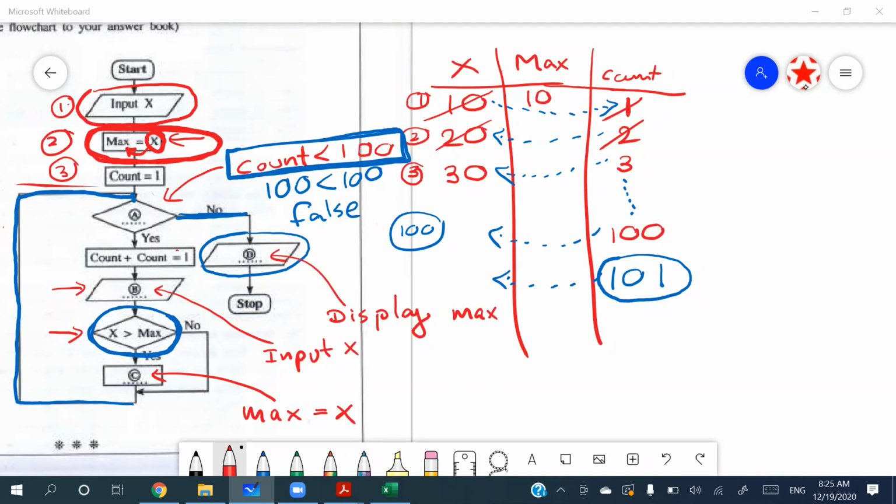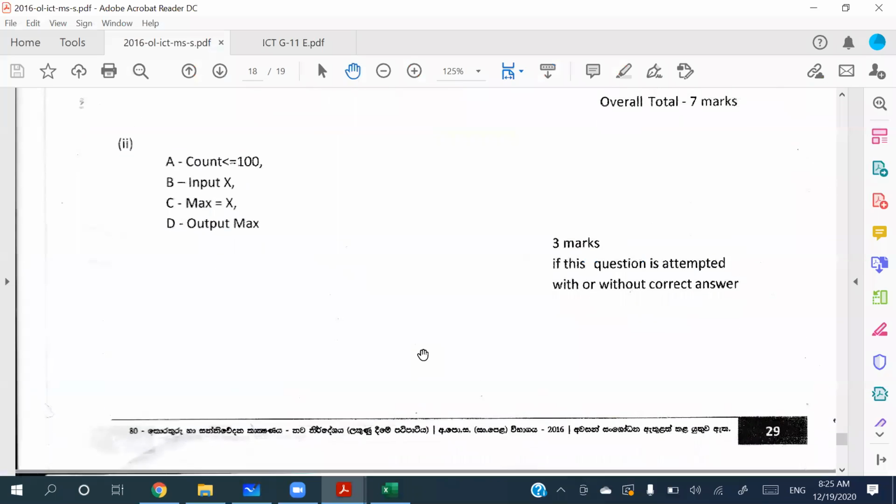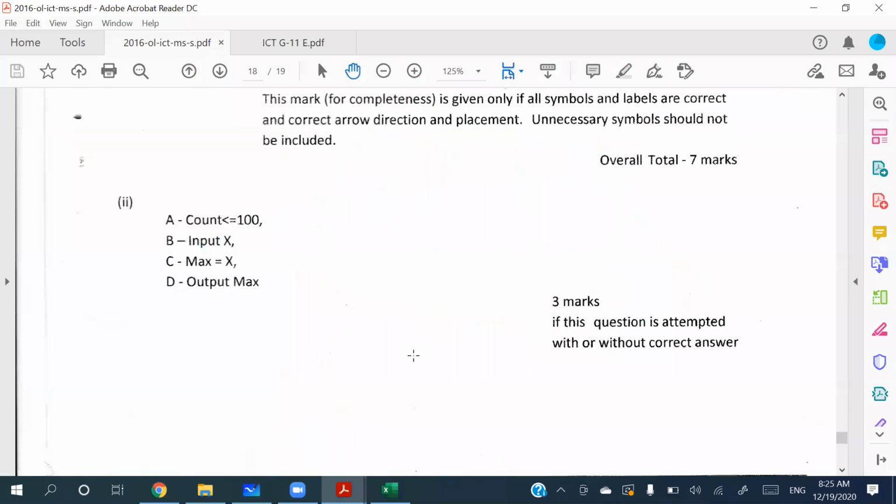If you haven't done that, it doesn't matter why I was doing this, it is for the help of your MCQ paper. As the marking scheme shows you, they have made some mistake, count less than or equal to 100 is given. And again, they have said 3 marks if this question is attempted with or without correct answers.